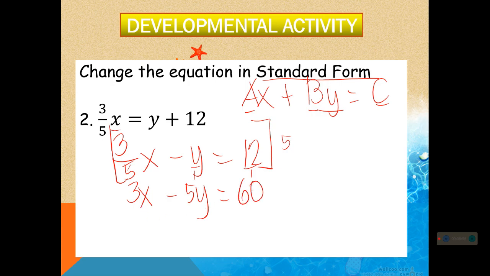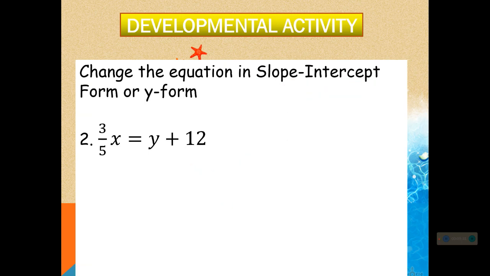So here it is. We have our ax, our by, and our c. Our signs here may differ. It depends upon the given. As I have said, a, b, and c can be any real numbers. So we now have 3x minus 5y equals 60 as the standard form of 3 over 5x equals y plus 12. Any question? Okay, next, let's have that equation again in the slope-intercept form.